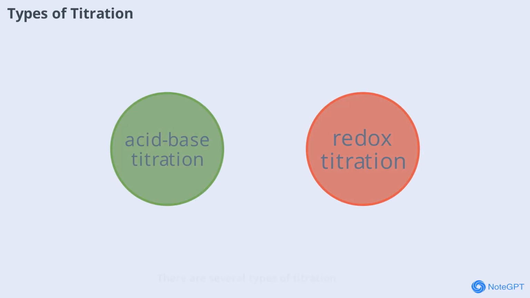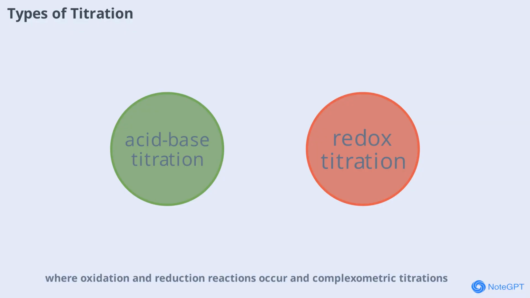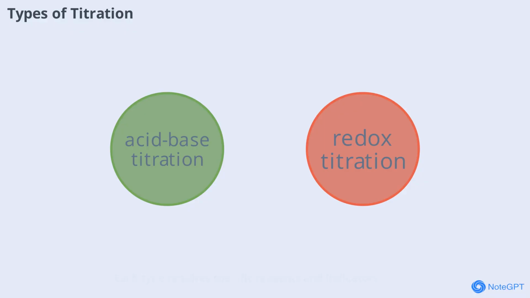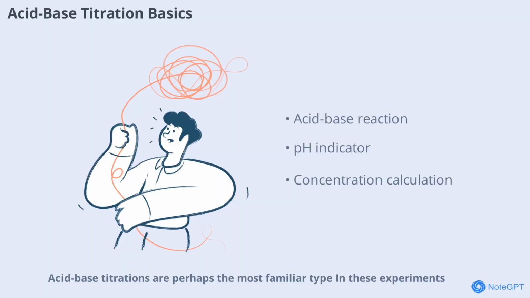There are several types of titration, each suited to different chemical reactions. The most common are acid-base titrations, which involve the reaction of an acid with a base. Other types include redox titrations, where oxidation and reduction reactions occur, and complexometric titrations, which involve the formation of a complex between the analyte and titrant. Each type requires specific reagents and indicators, but the underlying principle remains the same: measuring the amount of titrant needed to reach the endpoint.